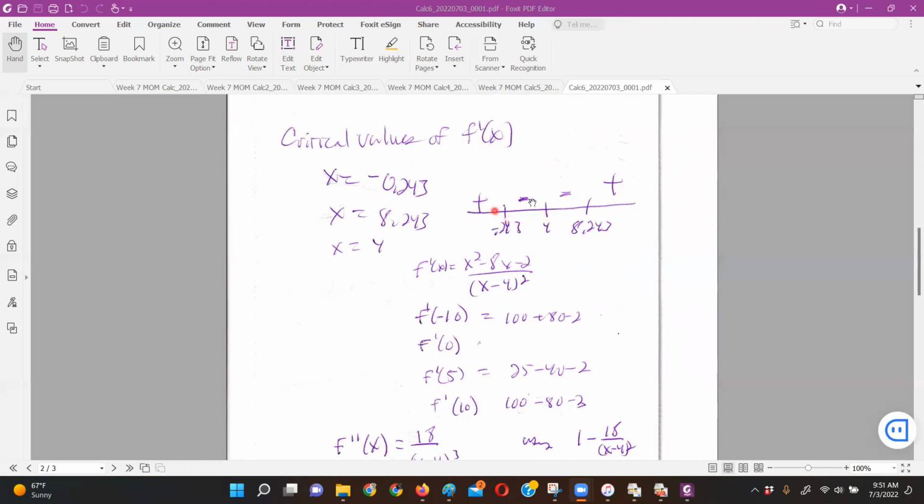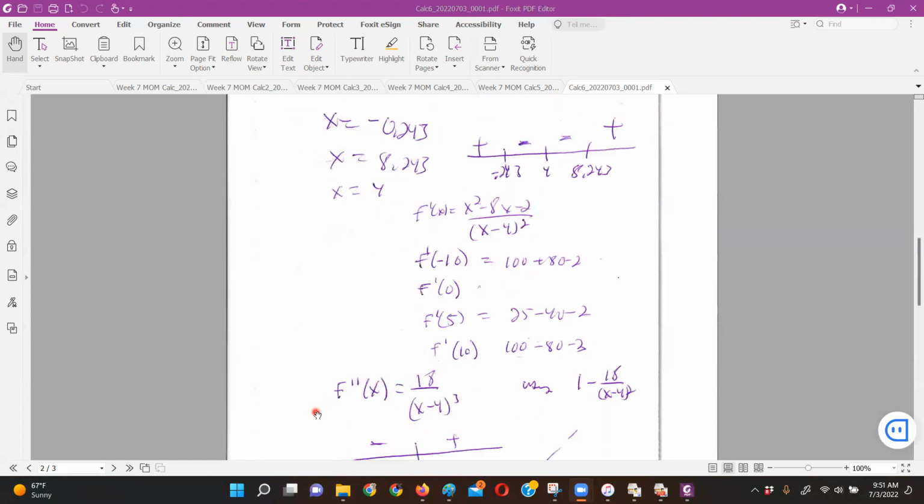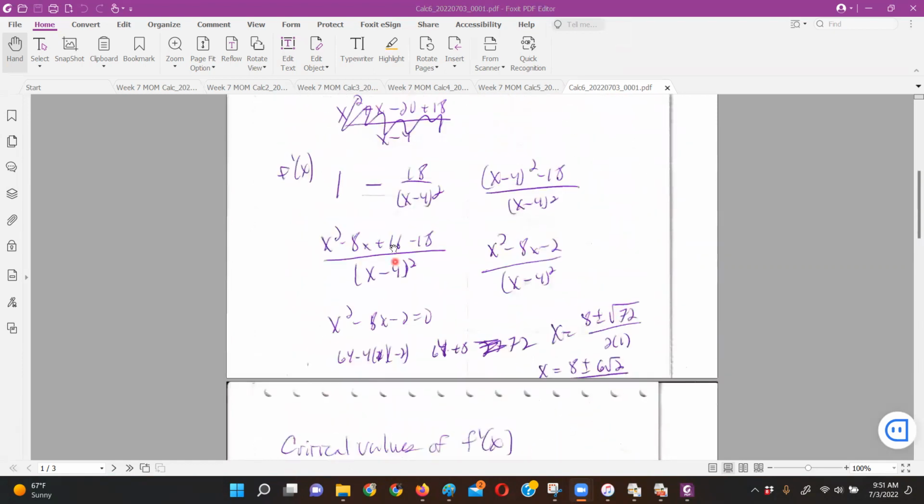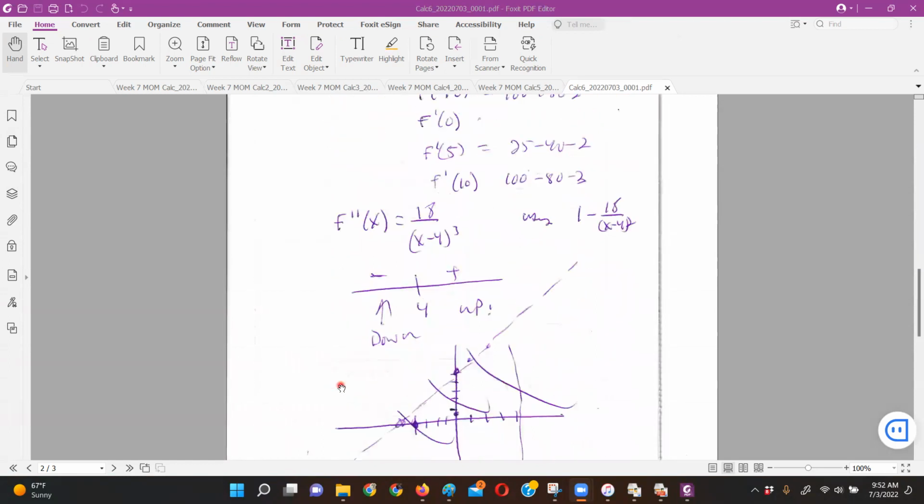So I know there's going to be a maximum at that critical value, so there's a turning point, and then there's a minimum at that value, so there's another turning point. Then I was checking on concavity, so I took the second derivative. I went back to this and said, what's the derivative of this? Well, I wrote that as negative 18 times (x minus 4) to the negative second, and then brought the negative 2 in front, which is where I got the 36 from.